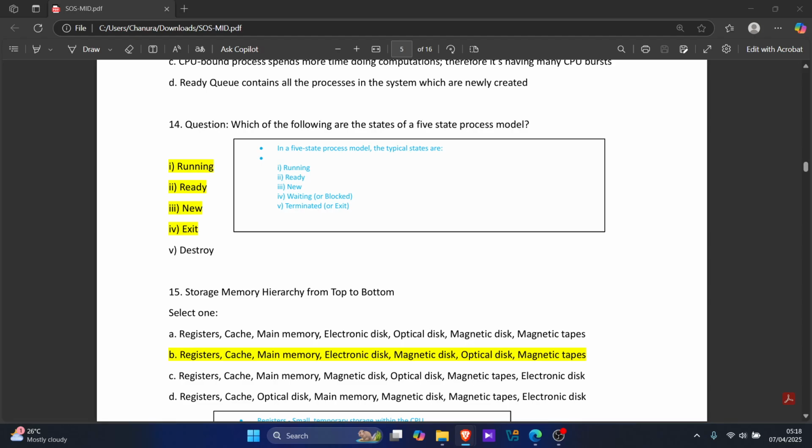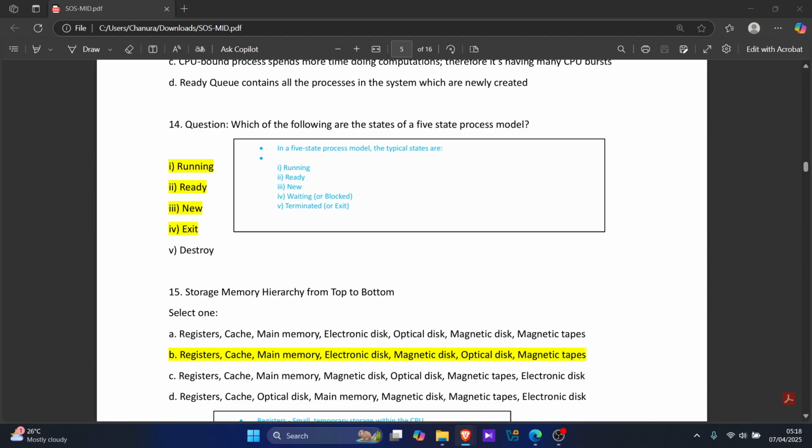But blocked isn't an option here. The options provided are running, ready, new, exit, and destroy. So the user's options don't include blocked, which is part of the standard 5-state model. Therefore, the correct answer would be the 4 states, new, ready, running, exit, and the 5th is missing. But since the user lists destroy as an option, perhaps they are considering exit and destroy as separate states, which is not standard.